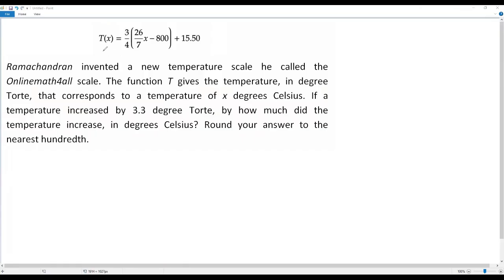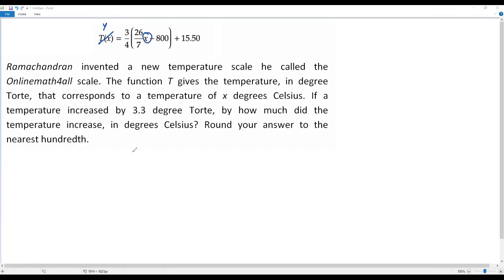Okay, here in the given equation, this T of x represents a temperature in degree tot and x over here represents a temperature in degrees Celsius. Now, we can use the Desmos graphing calculator to solve this problem easily. For that, instead of T of x, we can consider y. This y represents the temperature in degree tot because we consider this y instead of T of x. Okay, now I'm going to increase this value y by 3.3 according to the information we have over here. When the value of y is increased by 3.3, what is the corresponding increase in x? That is the temperature in degrees Celsius.